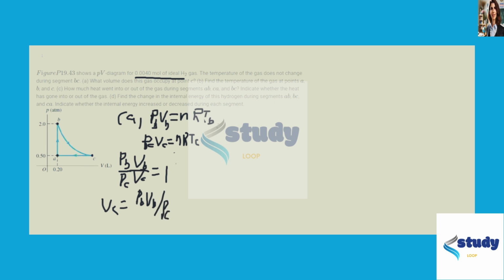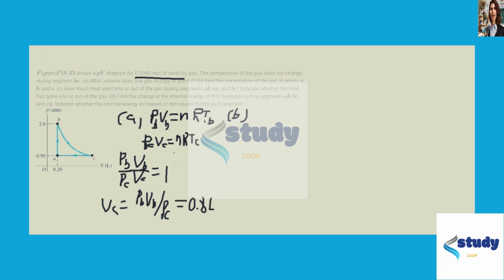We can read the pressure and the volume at state B, and also we have the pressure at state C. So just plug in the numbers, and remember that you need to convert the units into standard units. Finally, I found that VC equals 0.8 liters. So this is VC.